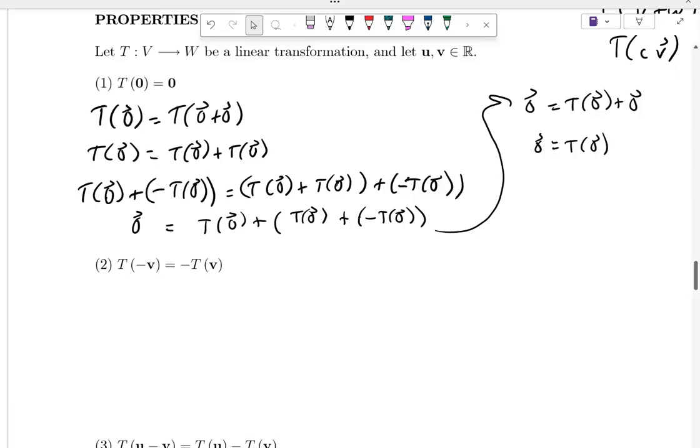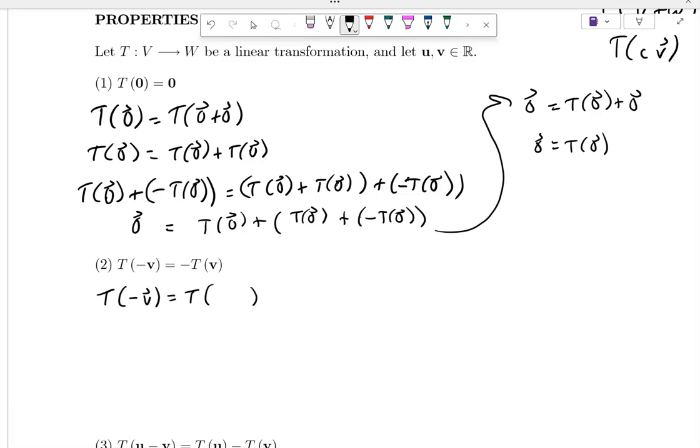How about this next one? If I want to show that the transformation of the additive inverse of v really is the additive inverse of the transformation applied to v. Again, same kind of idea here, using a different property this time, or actually we could use the same property again, but let's use a different property this time.